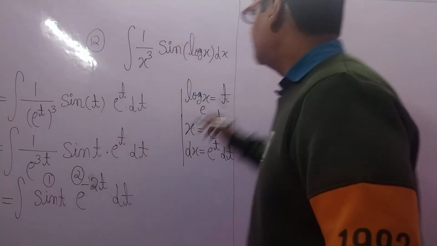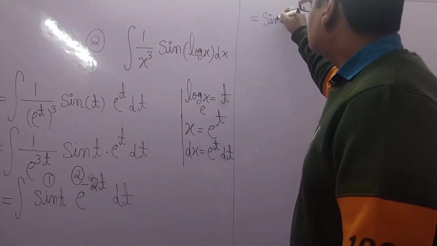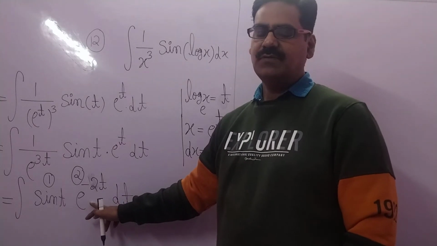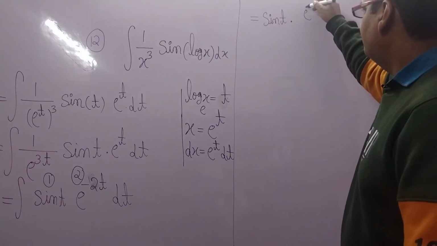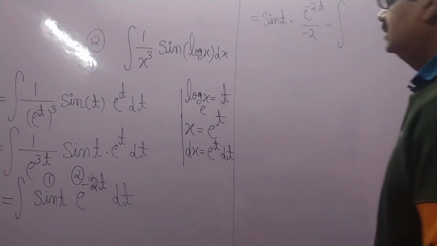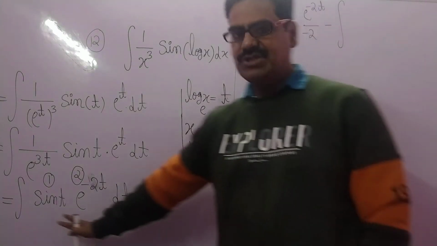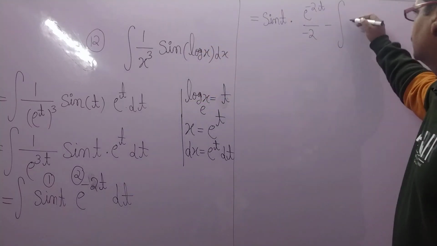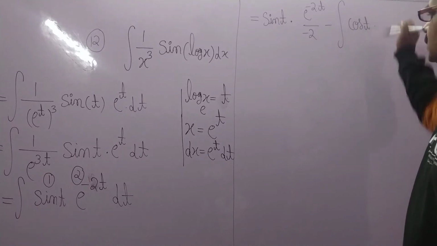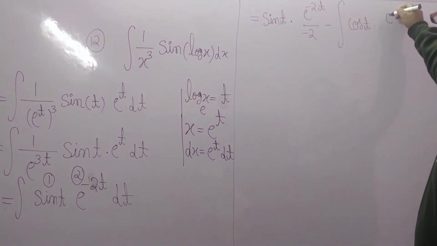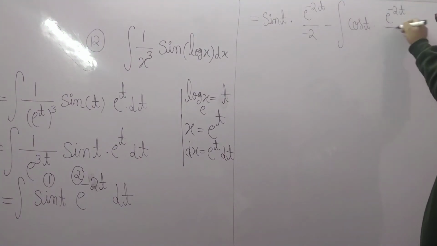Now first function as it is, sin t, and integration of second function which is e to power minus 2t upon minus 2, minus integral of differentiation of first function, which is sin t, so differentiation of sin t is cos t. Now integration of second function which is e to power minus 2t, so integration of second function is e to power minus 2t upon minus 2 dt.